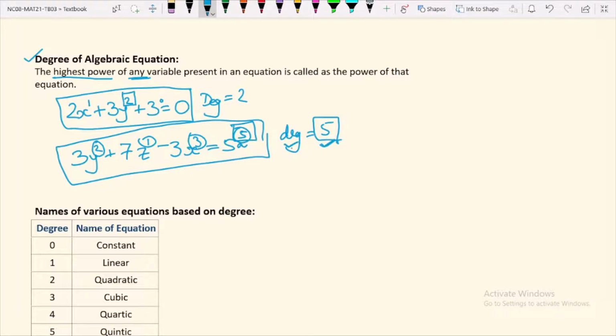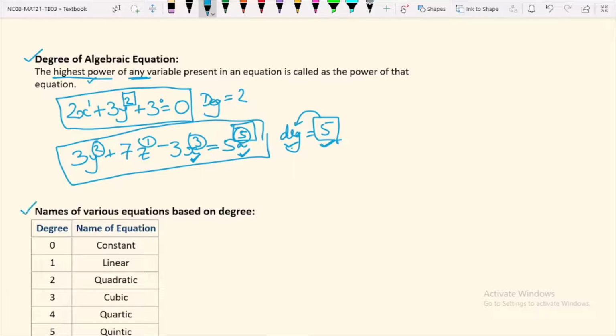So degree is nothing but the highest power of any variable. It is not compulsory that the variable should be x itself. It is not compulsory that the variable should be a itself. Any variable is okay, but the highest power in the equation will be called the degree of that equation.